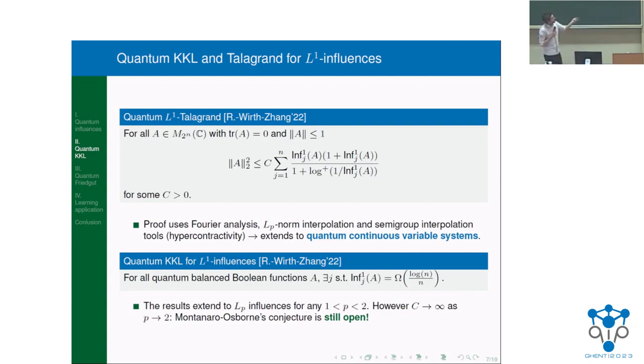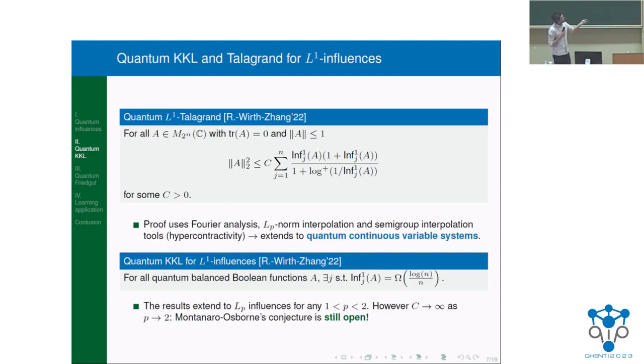But okay, once you have this L1 Talagrand, you can directly prove L1 KKL. So we now know that for any quantum balanced Boolean function, there exists an influential qubit in the sense of L1 influence. And we can actually extend this to any Lp influence for p strictly less than 2. We just have to show, again, a Talagrand inequality for that Lp influence, and that would give us directly a KKL theorem for that Lp influence.